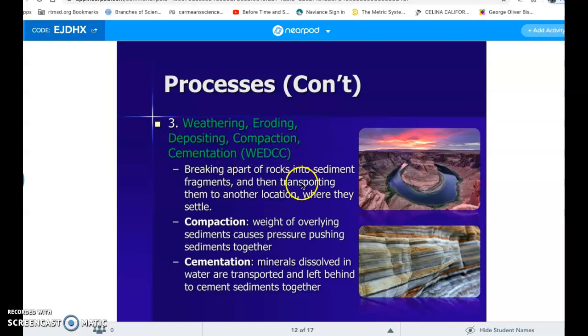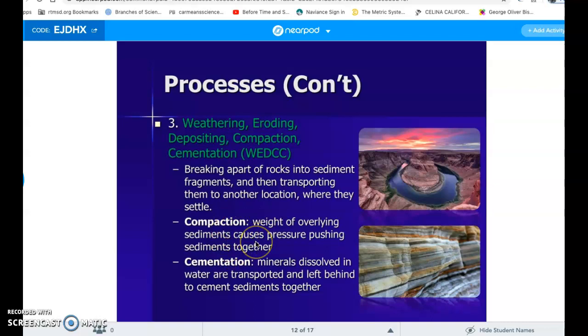Okay? Eroding is when they are transported from one location to another. So erosion can happen, they can be transported by wind and water and gravity, right? But it's the movement of those pieces of sediment. Then what happens is they deposit somewhere. So eventually they're gonna settle, all those little pieces of sediment.